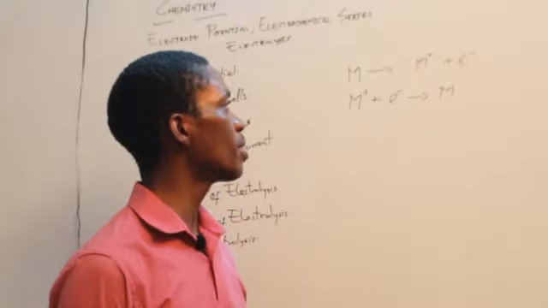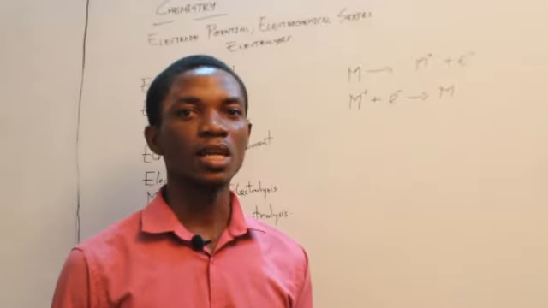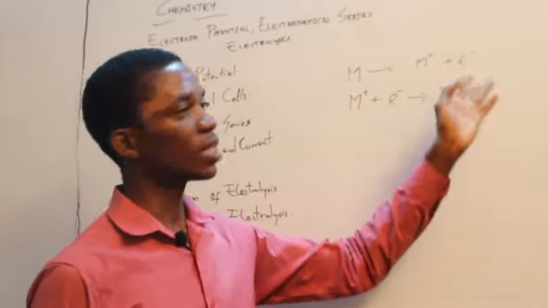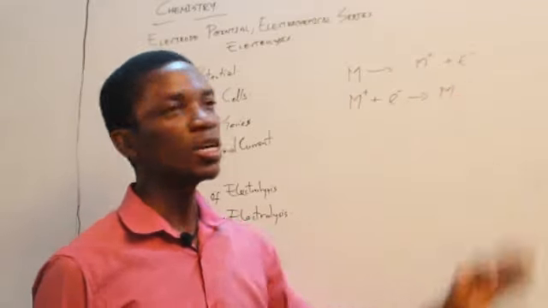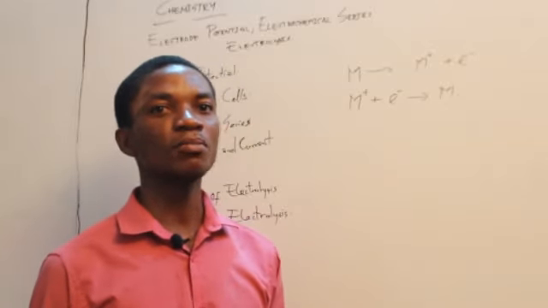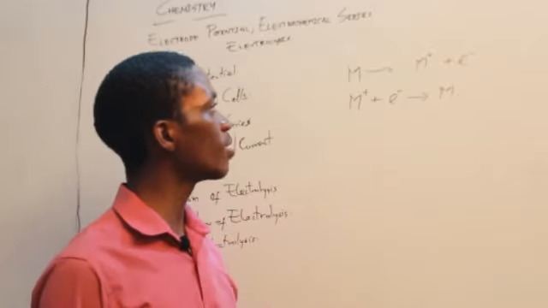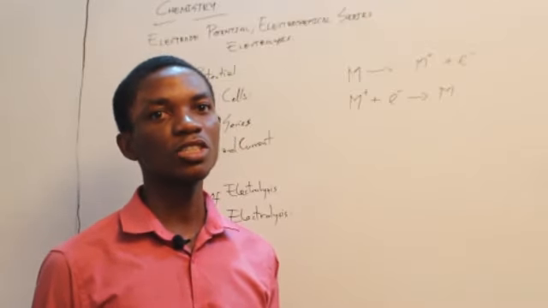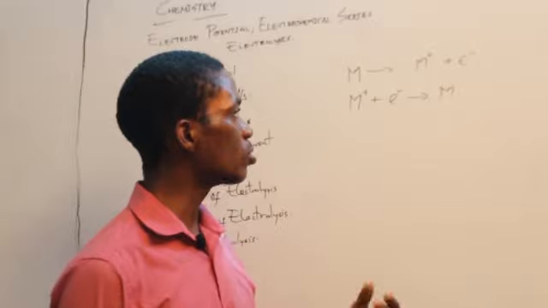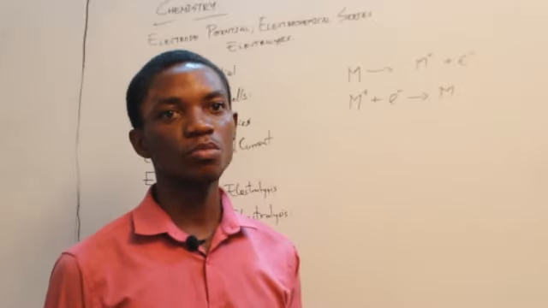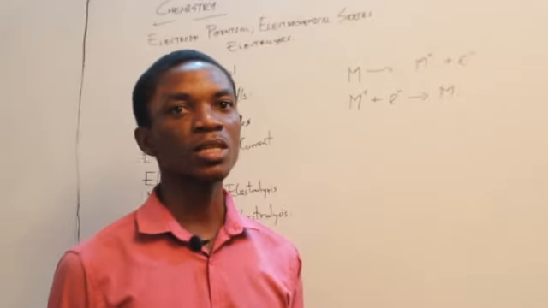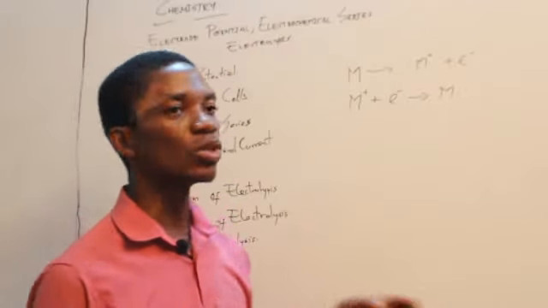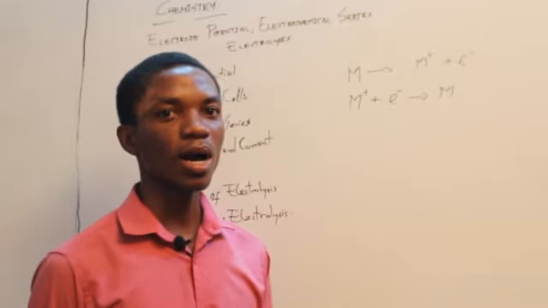If the metal is actually gaining electrons, we have more of this, and if it's actually losing, we have more of this. So when it is gaining, we have a positive charge at the electrode and a negative charge in the solution. And when it is losing, we have a positive charge in the solution and a negative charge at the electrode. So it would always find a way to occur.